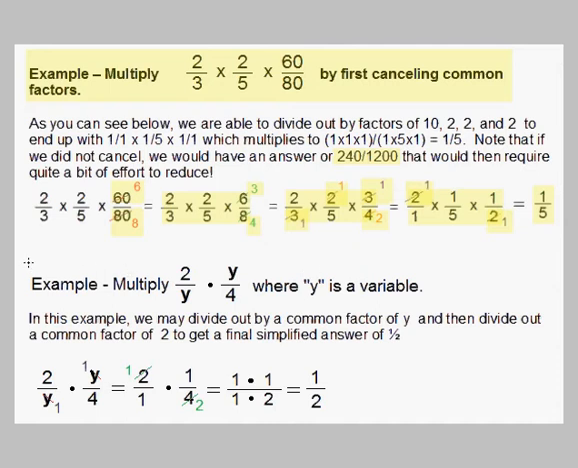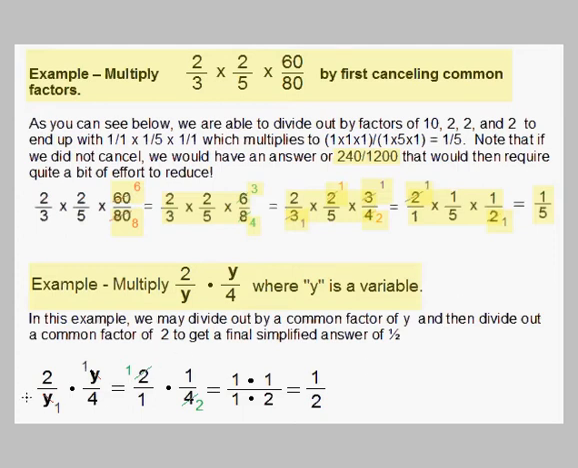Now let's look at an example with a variable in it. Remember, a variable is just a symbol or letter that stands for a real number. In this case, y is our variable. We have the fraction 2 over y times y over 4. I use the dot instead of the times sign just because we're working with variables, but the dot means multiply.